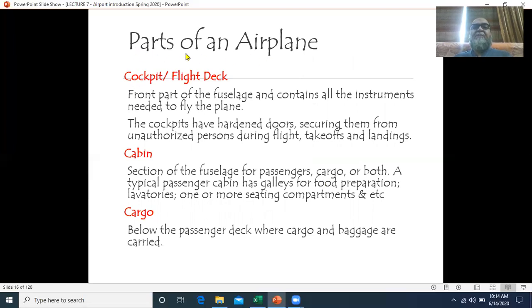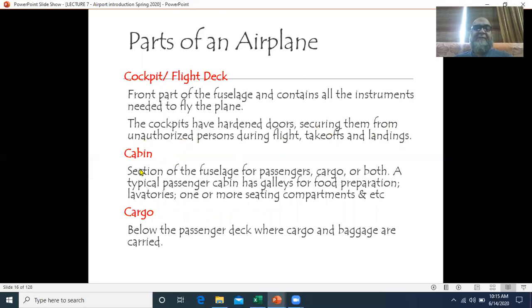So we continue with the parts of an aircraft. There is a very common terminology, what we call cockpit or flight deck. It is the front part of the fuselage, and it contains all the instruments needed to fly the plane. The cockpits have hardened doors, securing them from unauthorized persons during flight, takeoffs, and landing.